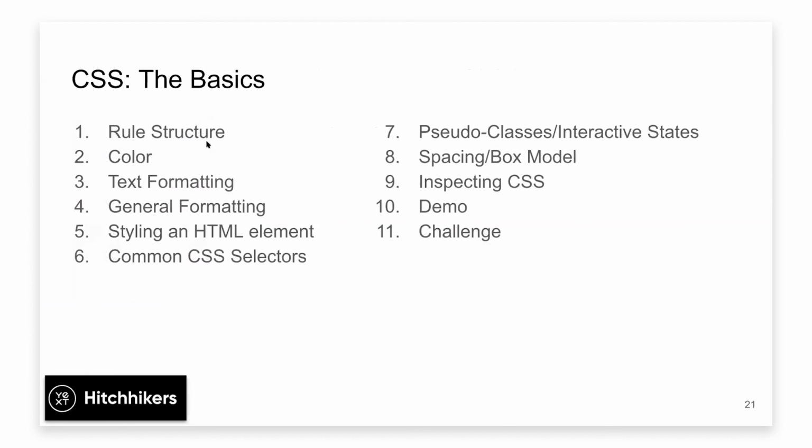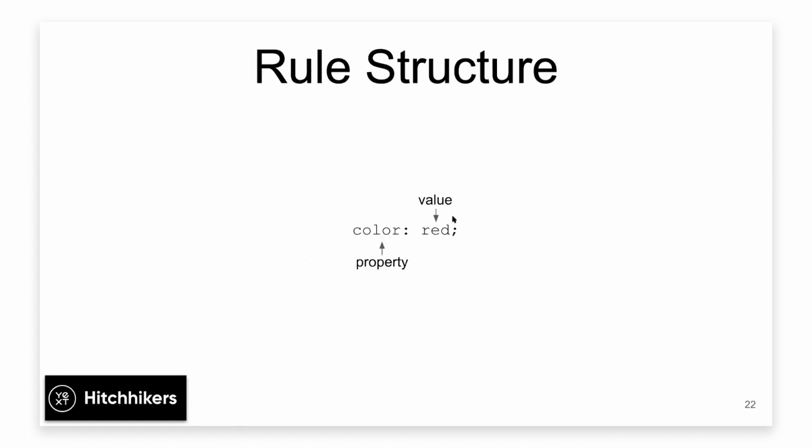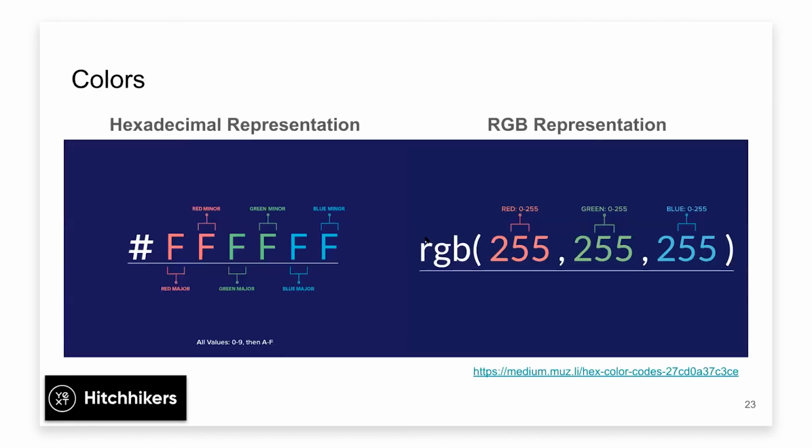So a few topics we'll go over: the rule structure of a CSS rule, some basic formatting with color, text, an example of styling an HTML element, common selectors, pseudo classes, the box model, which is used for spacing, inspecting CSS, and then a demo and a challenge for you. So the rule structure is very straightforward. A CSS rule consists of a property and a value separated by a colon and appended with a semicolon. The property is the actual aspect of the element we are modifying, in this case, the color, and the value is what it's going to be set to.